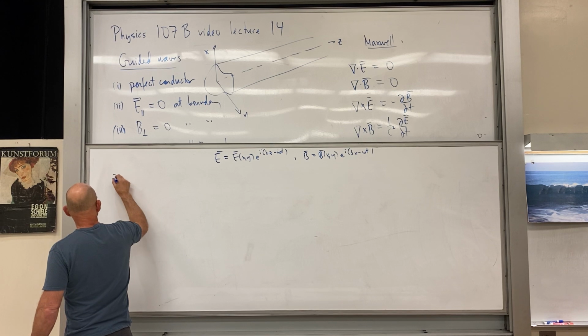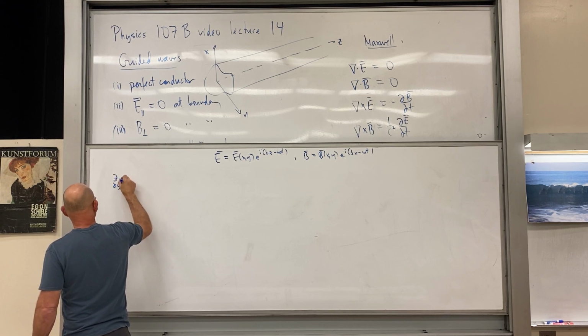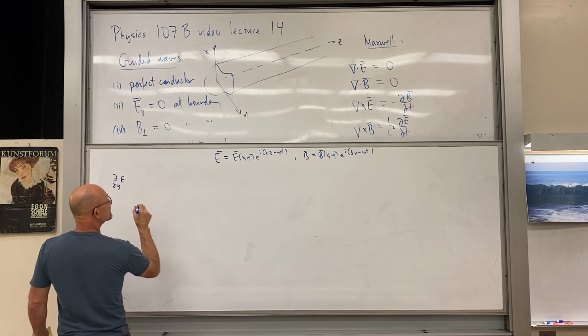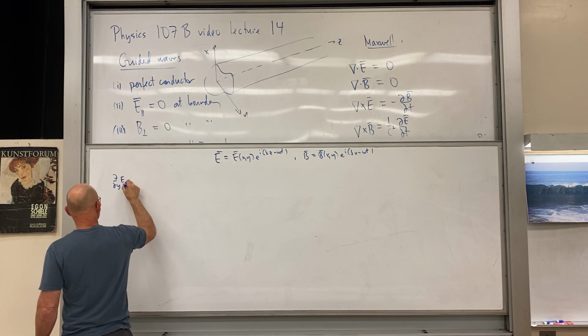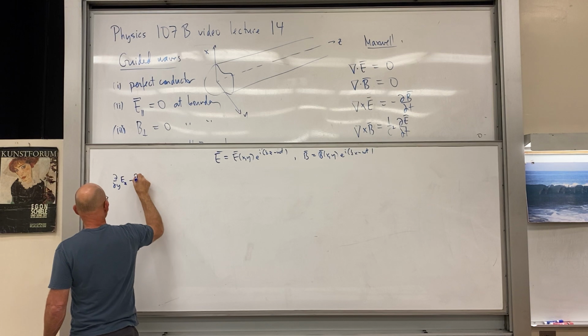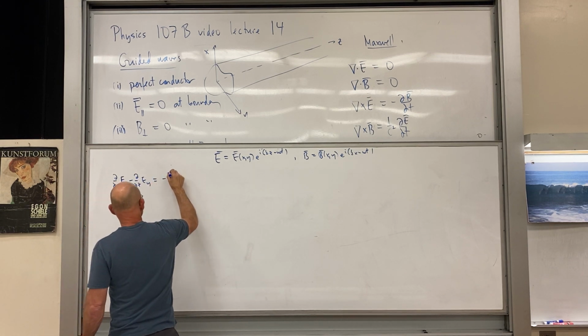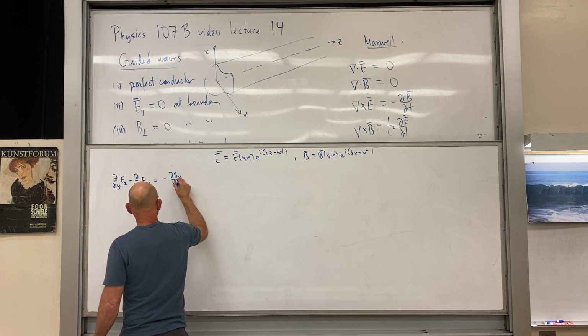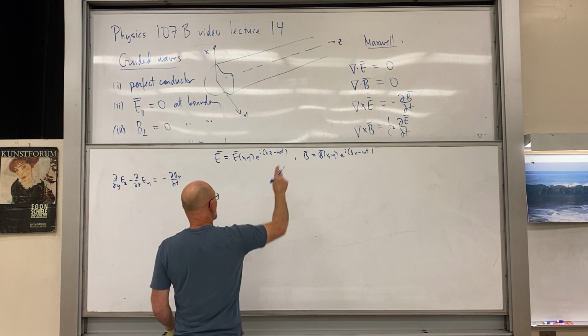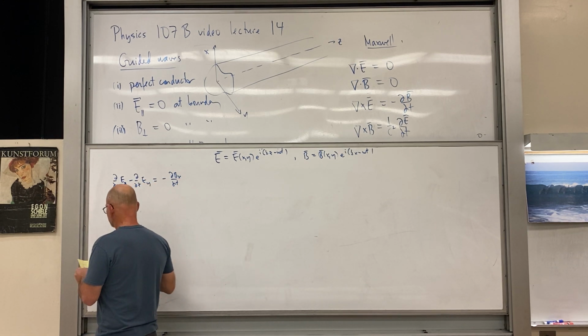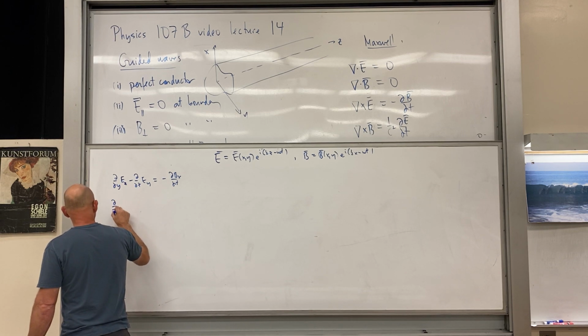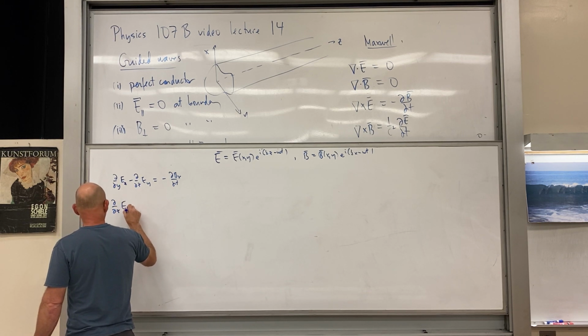So d/dy of E z minus d/dz of E y equals minus dB x/dt, and same with y and z.